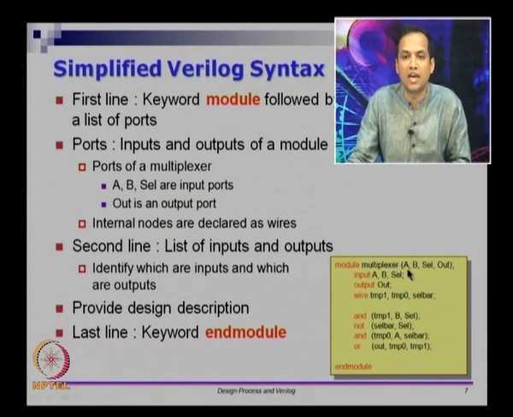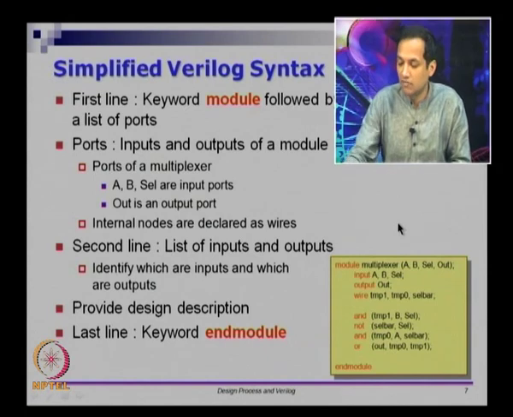So in this case, A, B and select (SEL) are inputs. We indicate that by saying input A, B, SEL, and we want out to be the output port, so we explicitly say output out, right? So far it's all clear.